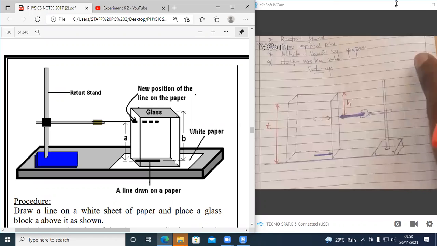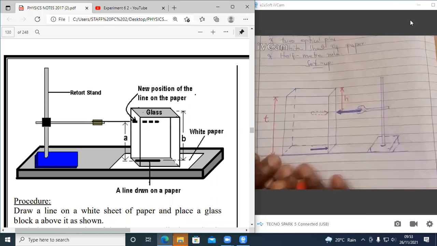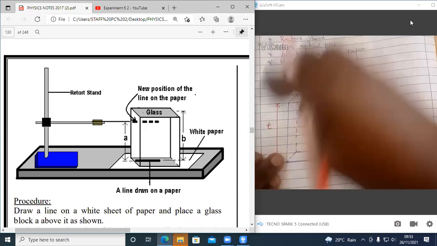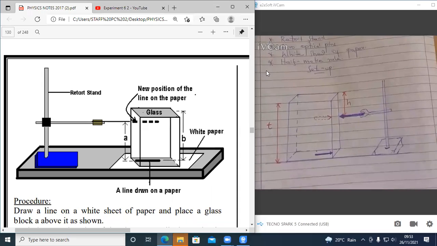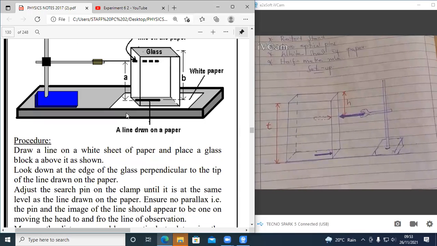Yes, teacher. Is it hard to do that? Members, is it hard to do that? So the first thing, you first put a white sheet of paper down here, then you put a glass block on top.